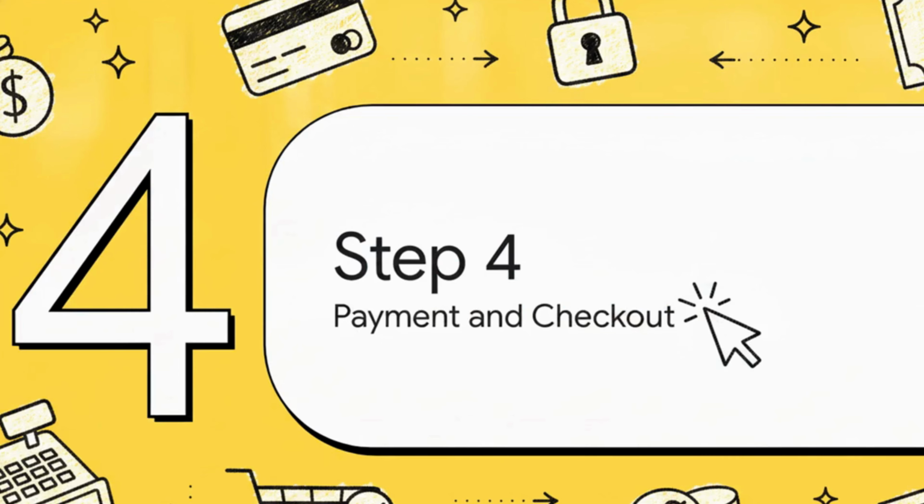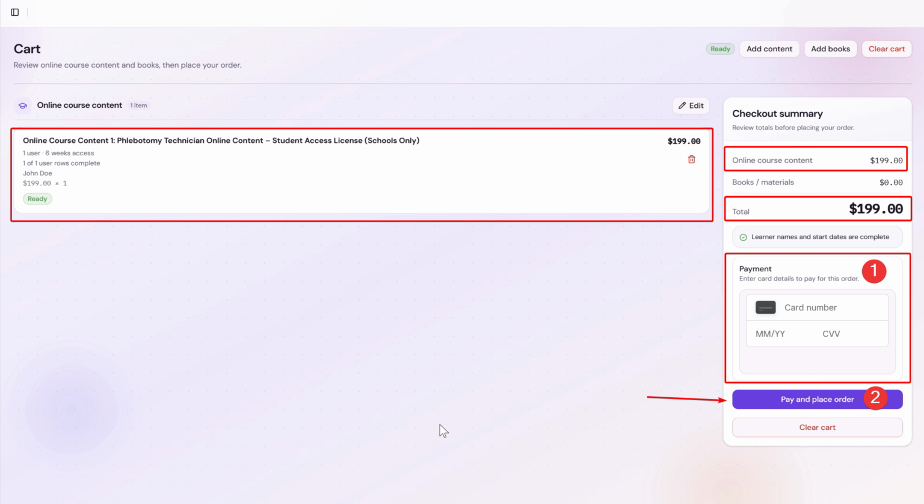Down the home stretch now, step 4, payment and checkout. We've all shopped online, so this is going to feel super familiar. You get a final checkout summary, breaking down the online course costs versus any physical materials. Below that is your payment block. Just punch in your institution's credit card number, the expiration date, and the CVV. Once it's all in there securely, click the big Pay and Place Order button.